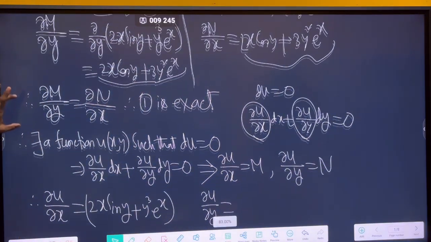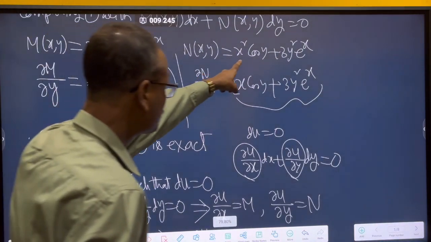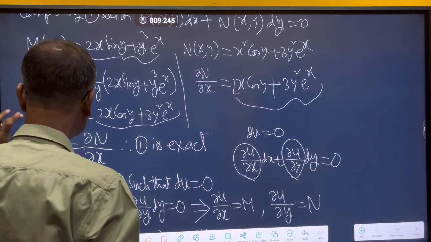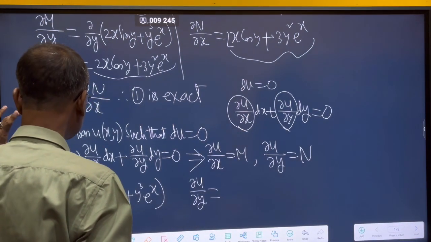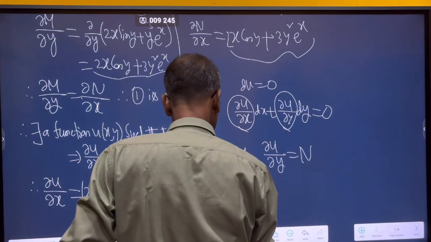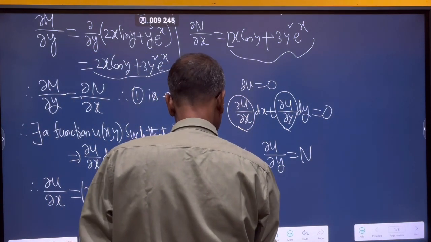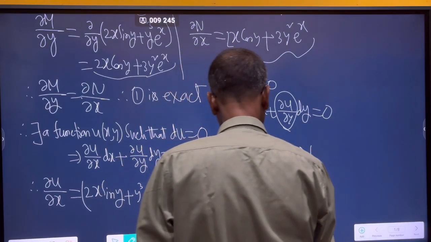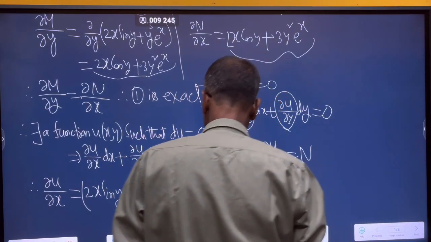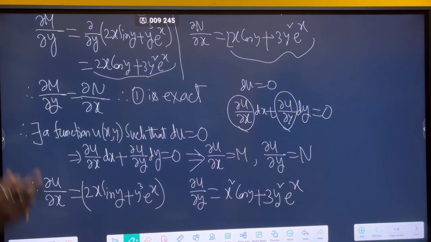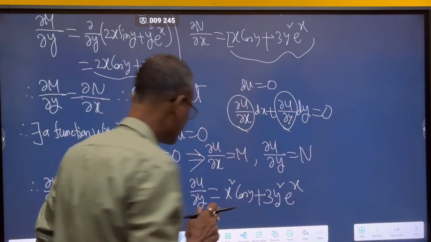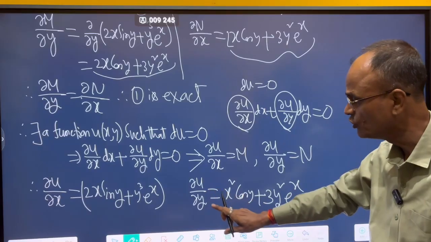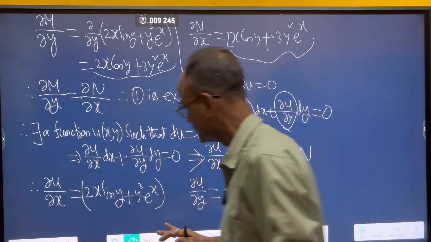Del u by del y is x square cos y plus thrice y square e to the power x. This is method 1. Del u by del x equal to this, del u by del y will be equal to this.